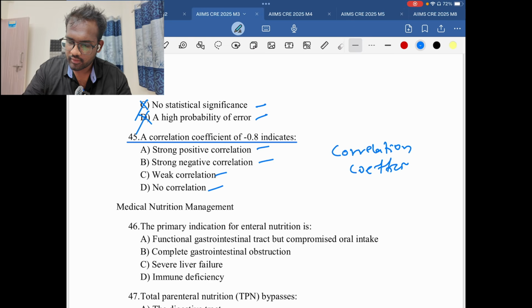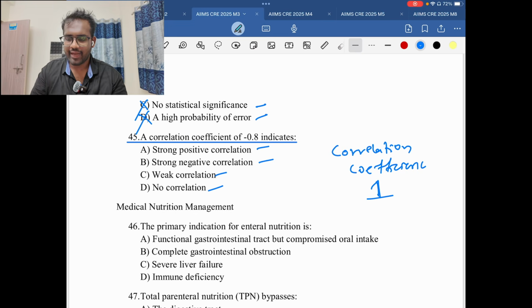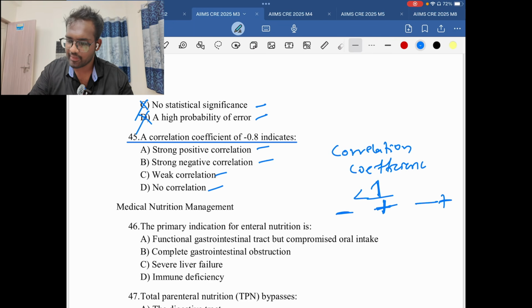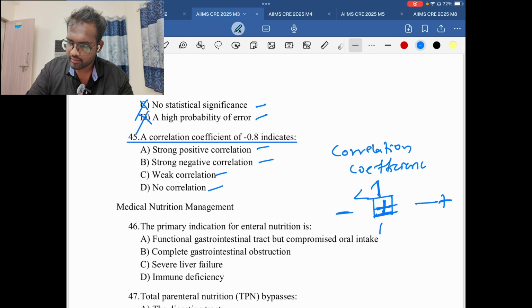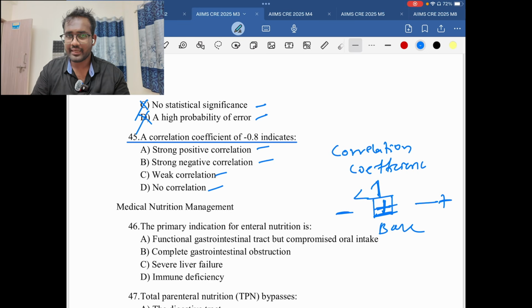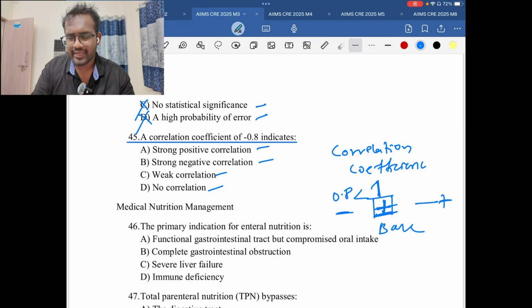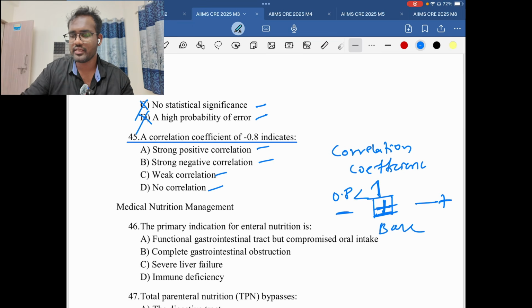The correlation coefficient is considered as 1. Remember, if the value is less than 1, suppose this is a positive number, the left side is the negative values and the right side will be the positive values. You consider this as a base. If the number is less than 1, it is trying to become a positive number. So here the number is 0.8. It is near to 1, and if it reaches 1, it will become positive, right?